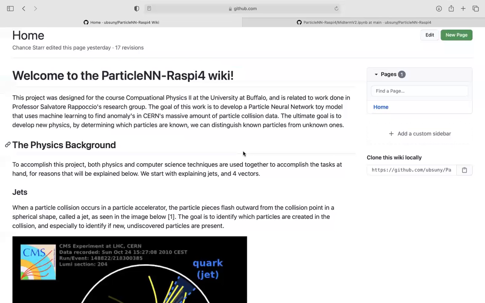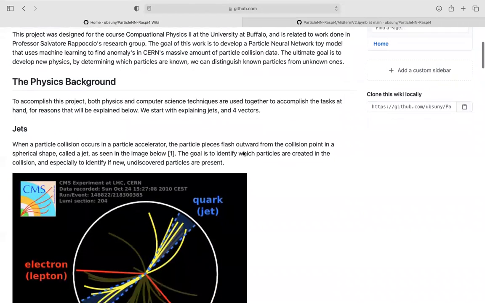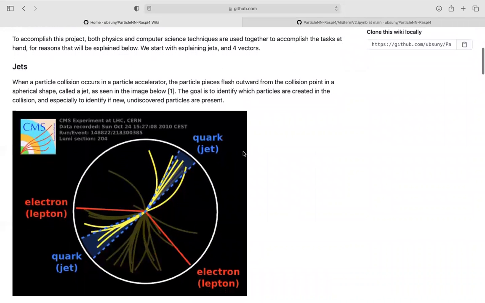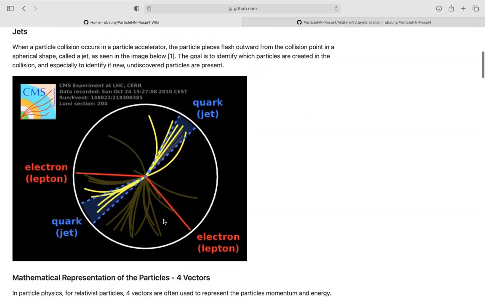The model can really go anywhere, but I'll let you know how we started it. So, the physics background. Now here's a jet. When particles collide with each other in a particle accelerator, they break down into quarks, and these quarks fly off in different directions, and that is what a jet is.